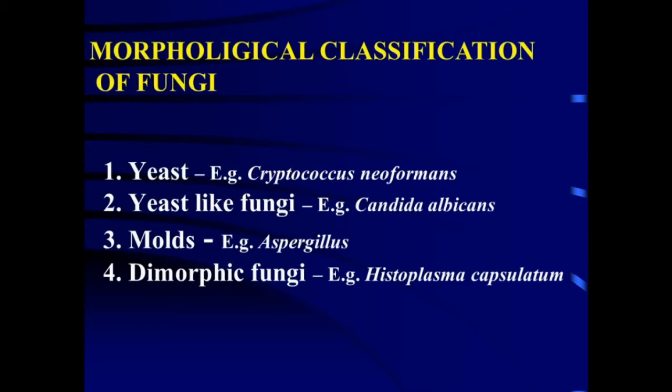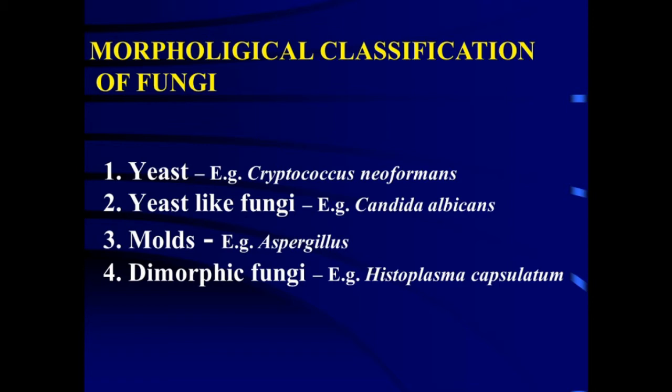Next, we will move on to the morphological classification of fungi. Based on the morphology, fungi have been classified into yeast, yeast-like fungi, molds, and dimorphic fungi. So first we will see about the yeast. Yeasts are unicellular, single-celled organisms. Their shape is either oval or round, and they reproduce by budding. Usually these are seen as creamy colonies or mucoid colonies. Example, Cryptococcus neoformans.